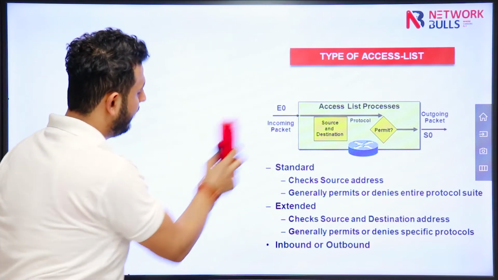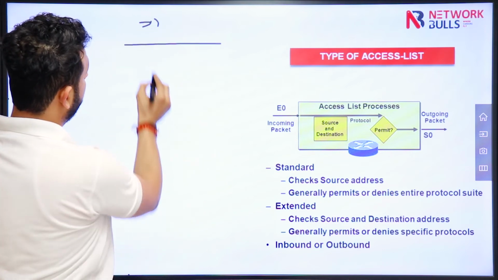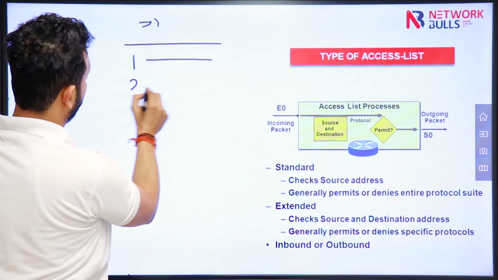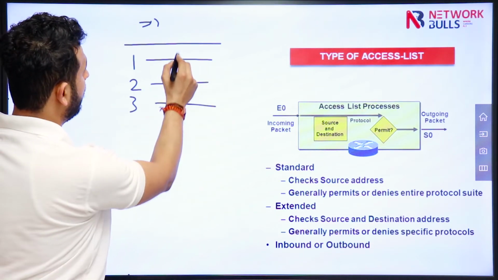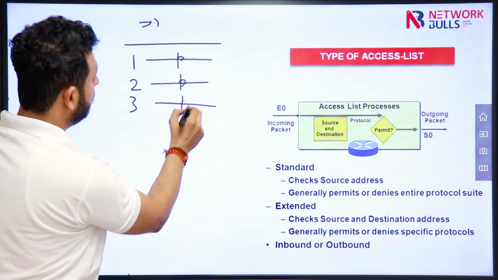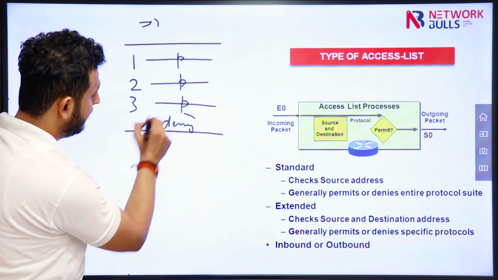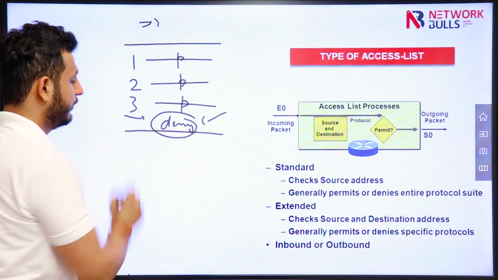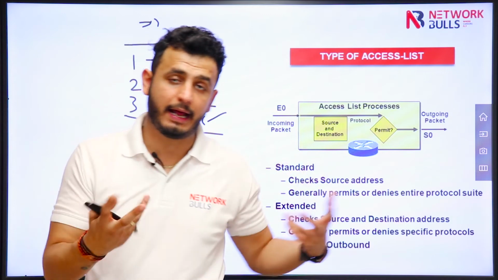So let's say you are creating an ACL. So this is your ACL. You are creating the ACEs, access control entries. You are permitting this traffic, this traffic. So the traffic which is left will be denied. So this deny is called implicit deny. So the traffic which will not match with any ACE will be denied.